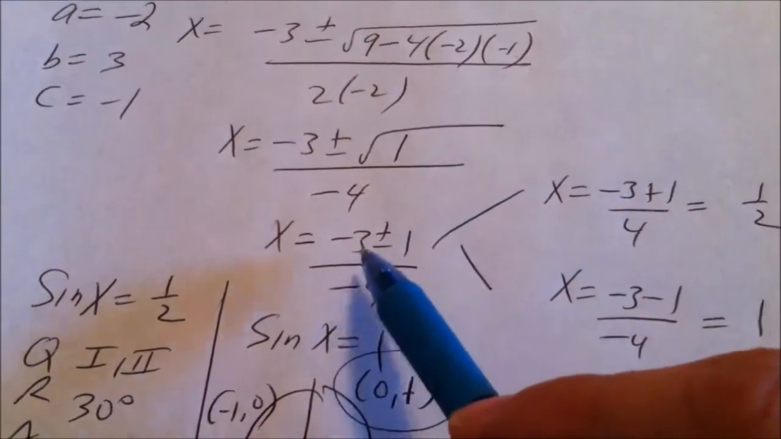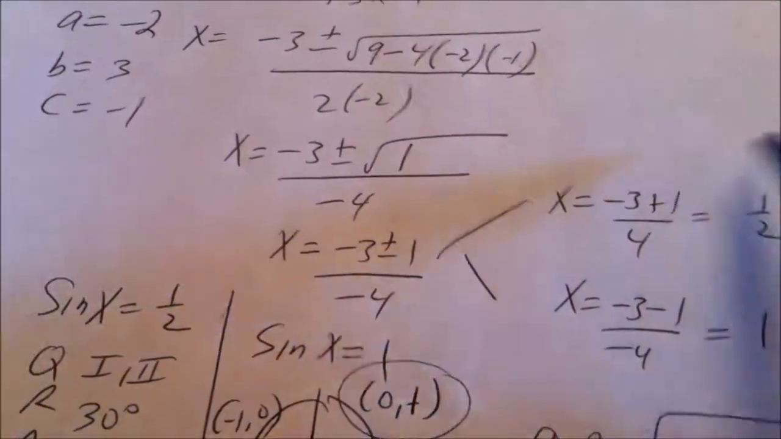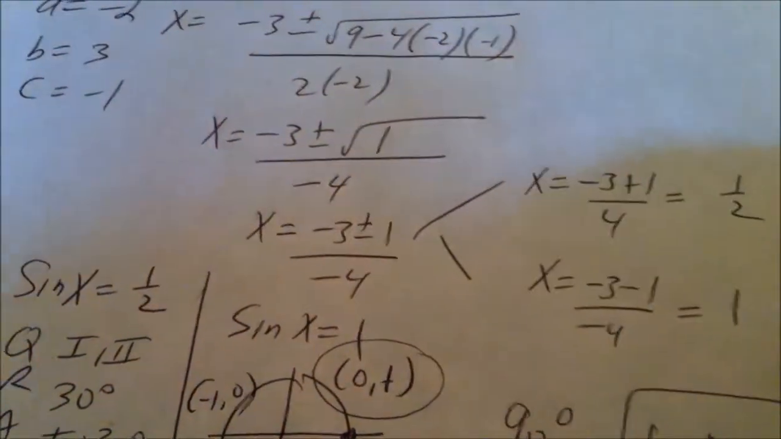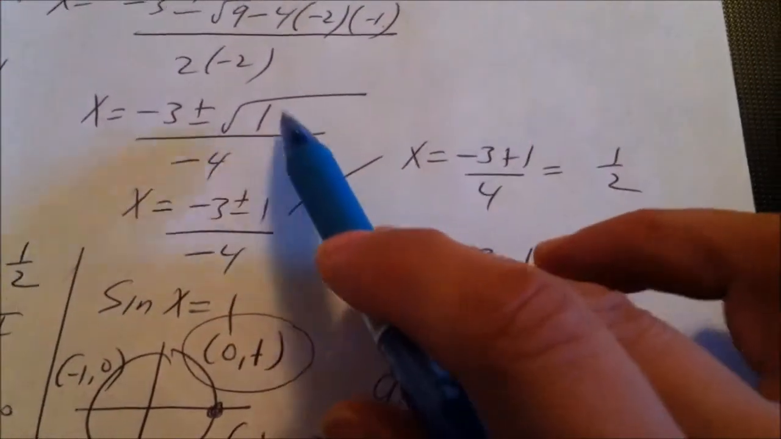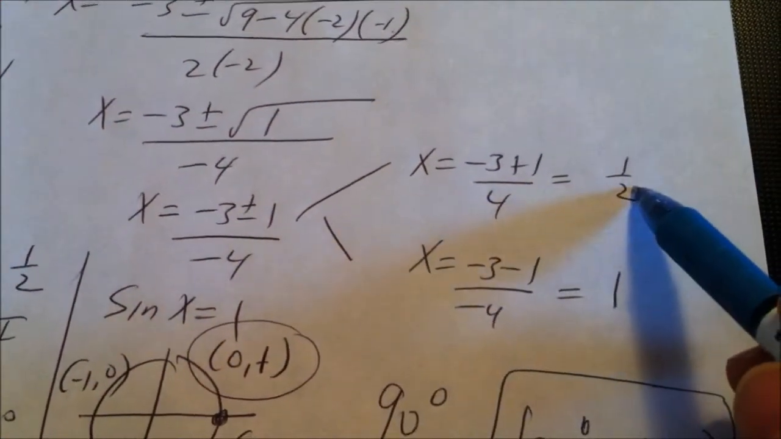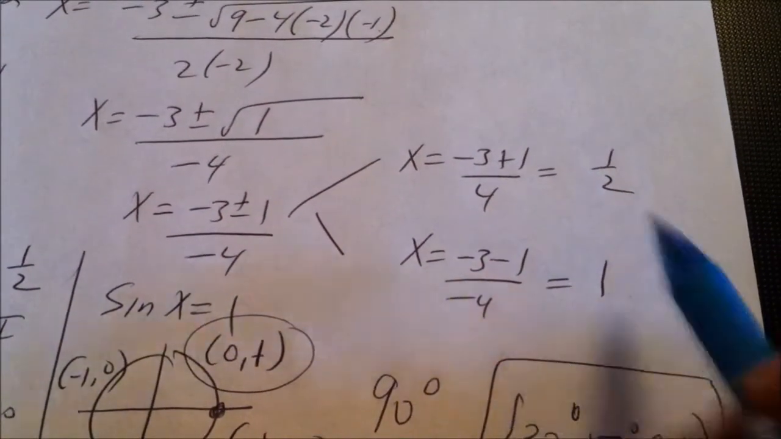Say that was a 2, you would be -3 plus radical 2 all over -4. -3 minus radical 2 over -4. And then you use your calculator face for decimals. Here it's nice. It's a nice rational value, which means this was factorable. So I get my 1/2 and my +1, because -4 over -4 is 1.